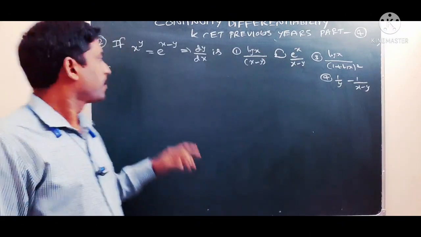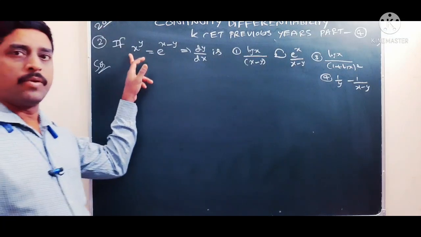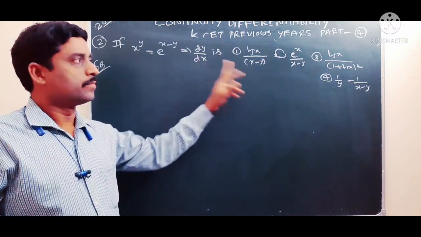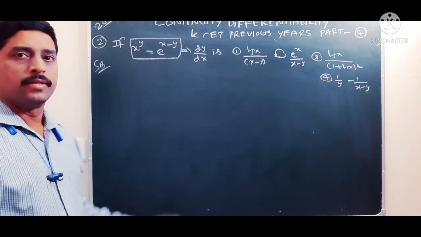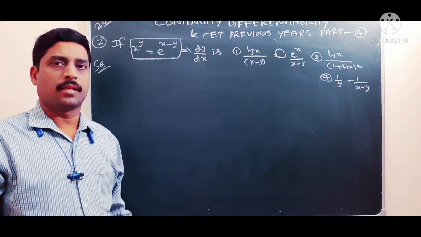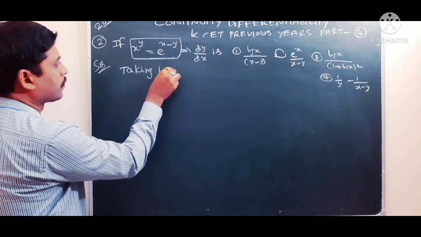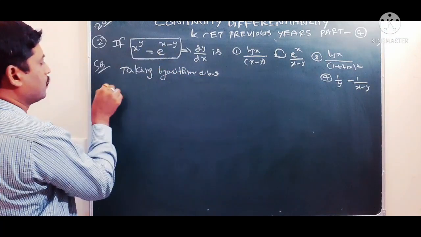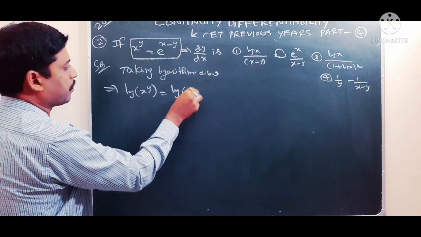Let us go to the next problem. This is from the 2016 question. x to the power y is equal to e to the power x minus y. We have to find dy by dx. Options are given. This is the given condition, in the form of variable power variable. So what is the working rule? Taking logarithm on both sides. Now log of x to the power y is equal to log of e to the power x minus y.